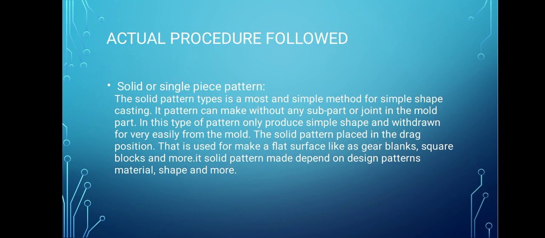Actual procedure followed. A solid or single piece pattern. The solid pattern is the most simple method for simple shape casting. This pattern can be made without any subpart or joint in the mold. In this type of pattern, only simple shapes that can be withdrawn easily will be molded.